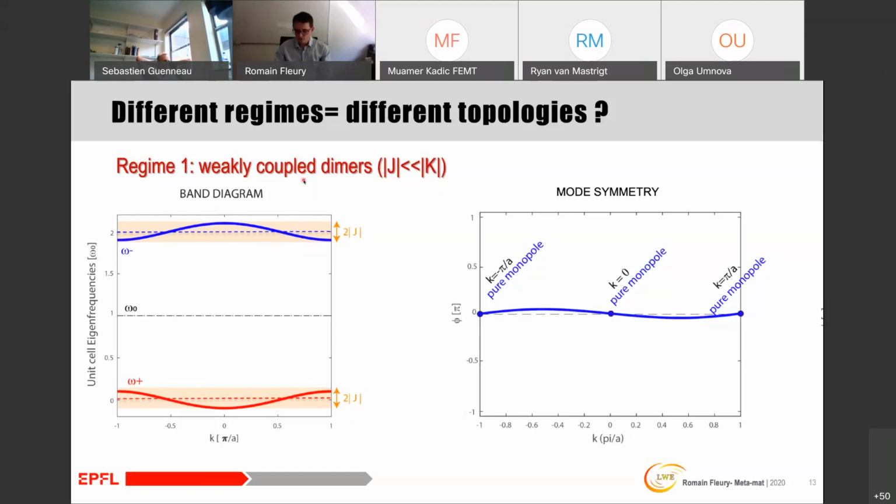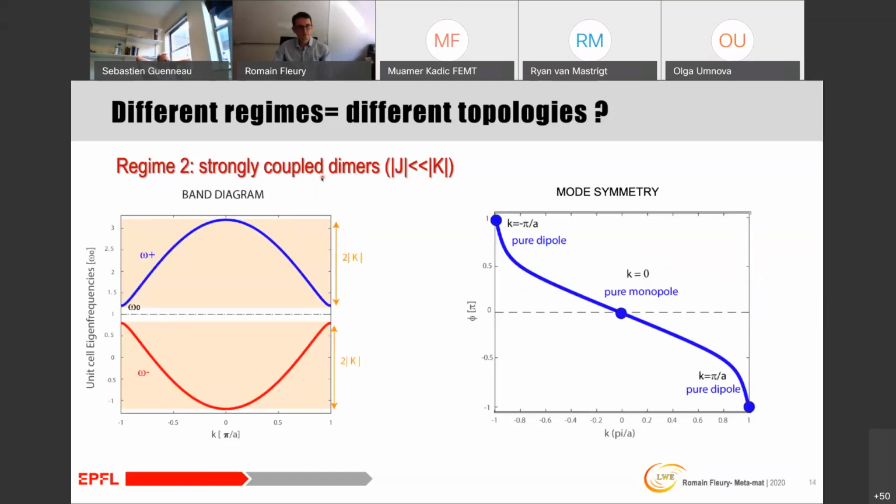Now let's go to strongly coupled dimers. And we see something completely different. You also have two bands, and if we look at the symmetry of the mode along one of the bands, we see that this symmetry is totally different across the band. For instance, at the center of the Brillouin zone it's a pure monopole, and when you get to the edge, it becomes a pure dipole. And you have everything in between across the band. So there is a complete difference, at least physically, between the strongly coupled dimers and the weakly coupled dimers.